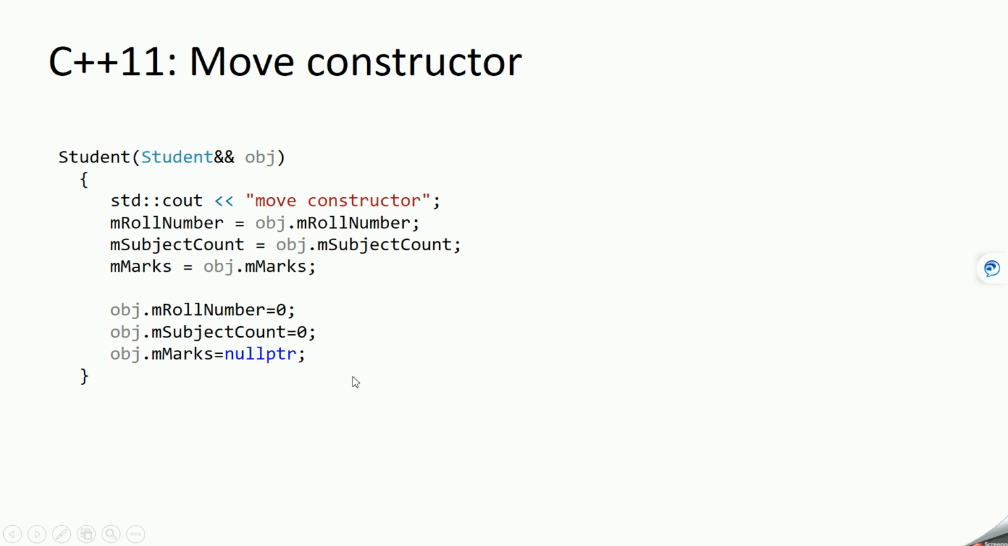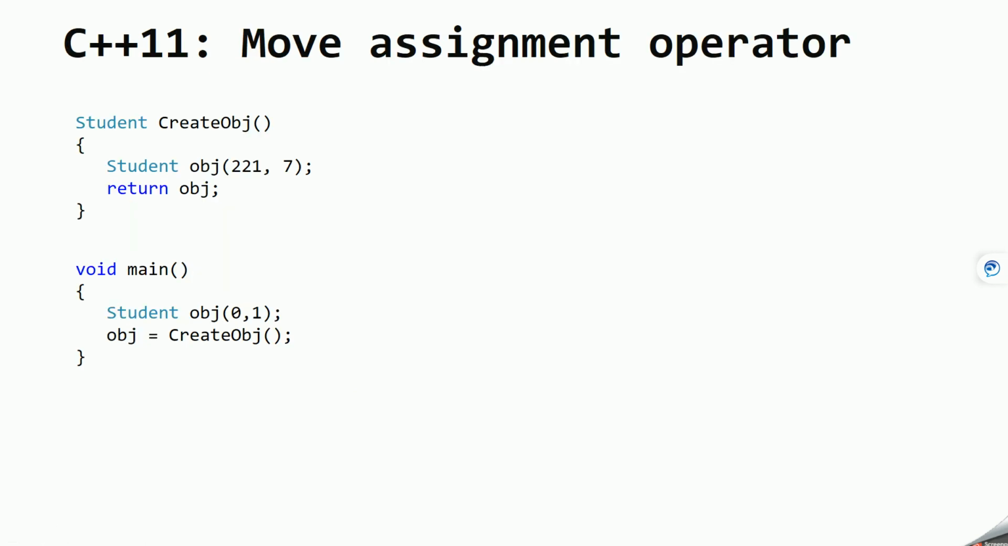Now let's see move assignment operator. Here again we have the same function, and it creates an object and returns that object.